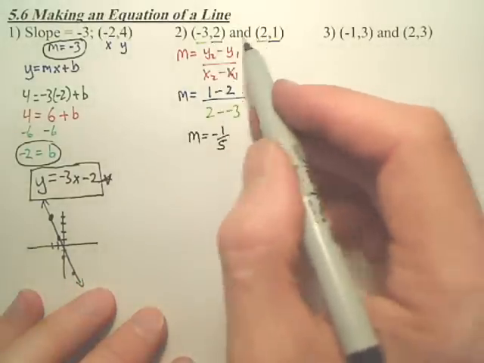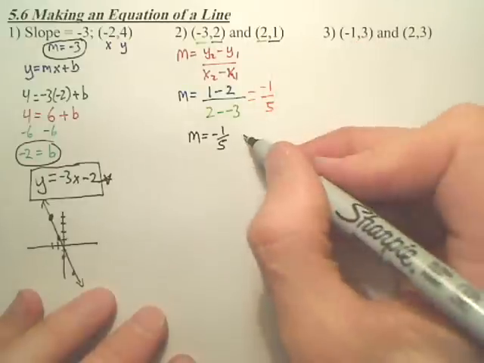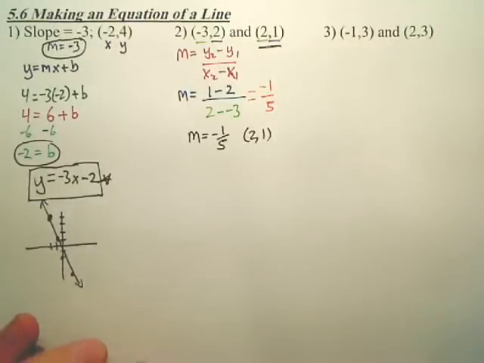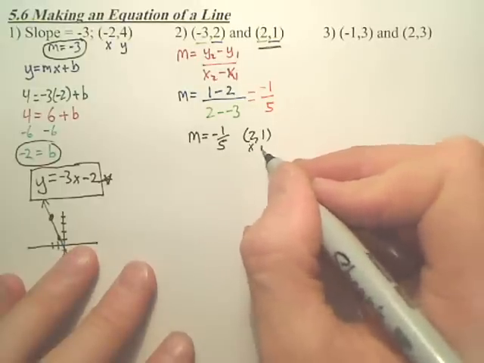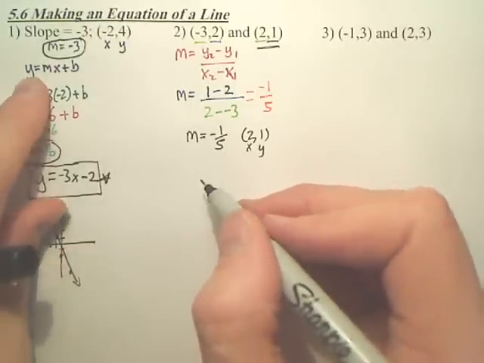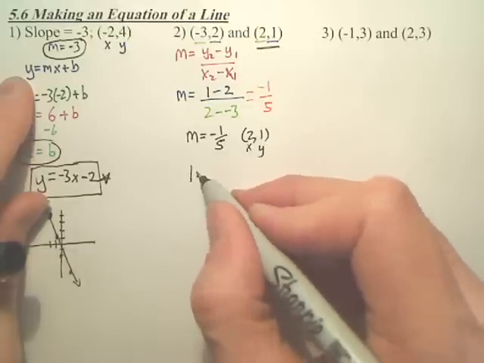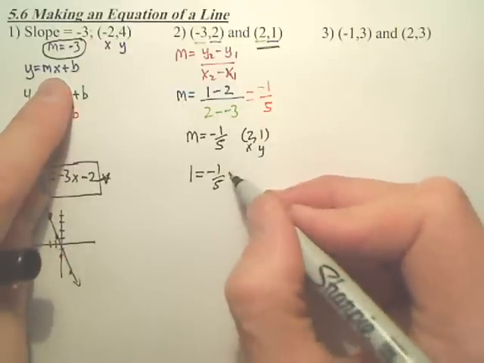Which of these 2 points is easiest to deal with? Which is smaller? I'm going to use the 2, 1. It's easier. If I go to the formula, this is x, this is y. Using y equals mx plus b, my y is 1, my m is -1/5, my x is 2.